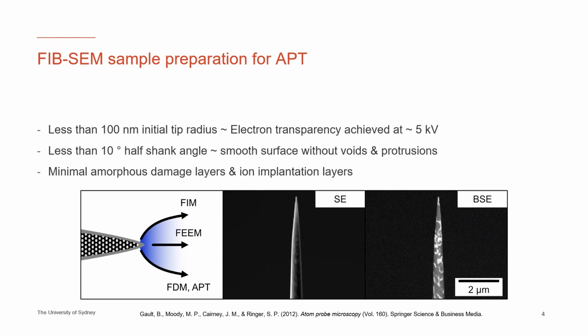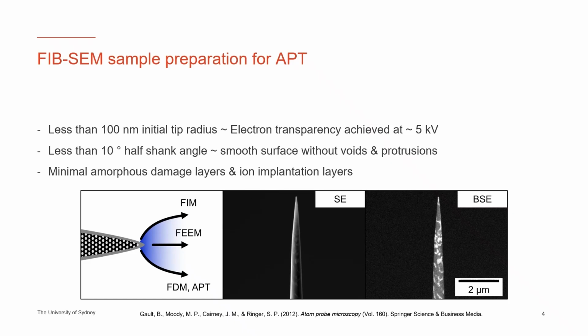Sample preparation for atom probe tomography using FIB-SEMs generally aims to produce very sharp, needle-shaped specimens, as you can see in the bottom left schematic. On these specimens, different types of experiments can be conducted, such as field ion microscopy, field electron emission microscopy, or field adsorption microscopy. However, most popular nowadays is atom probe tomography. On the bottom right, you can see the secondary and backscatter electron micrographs of a readily prepared atom probe sample.